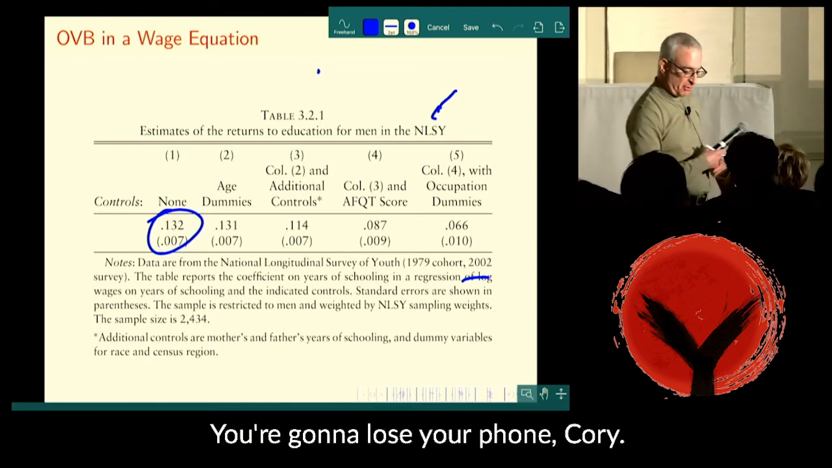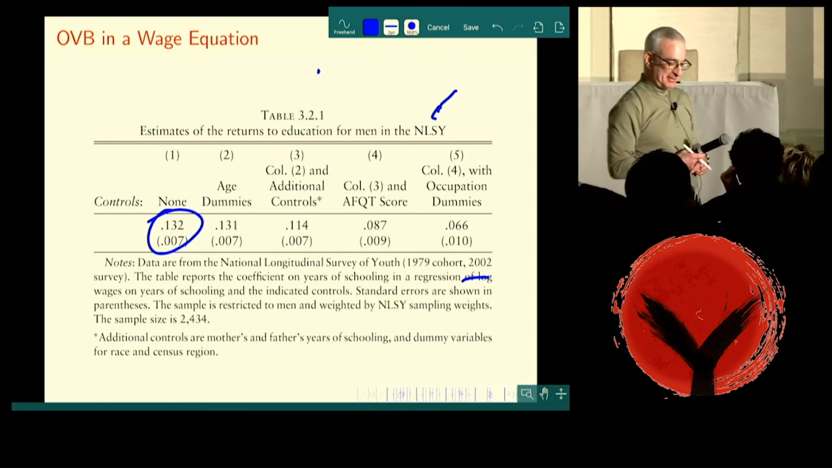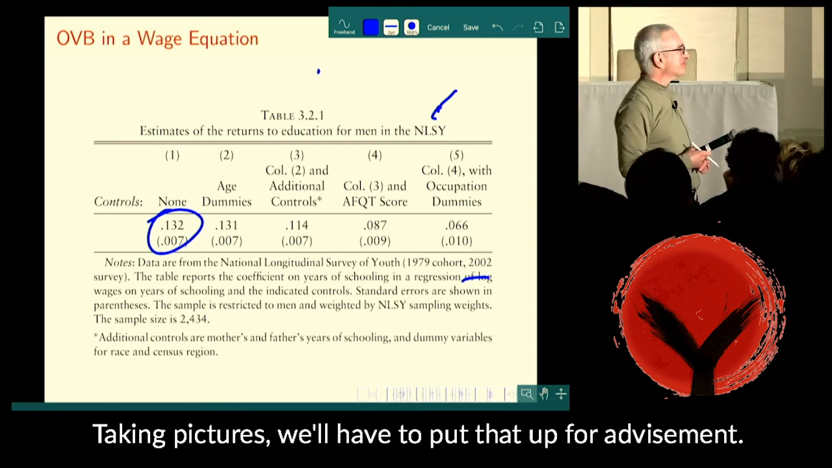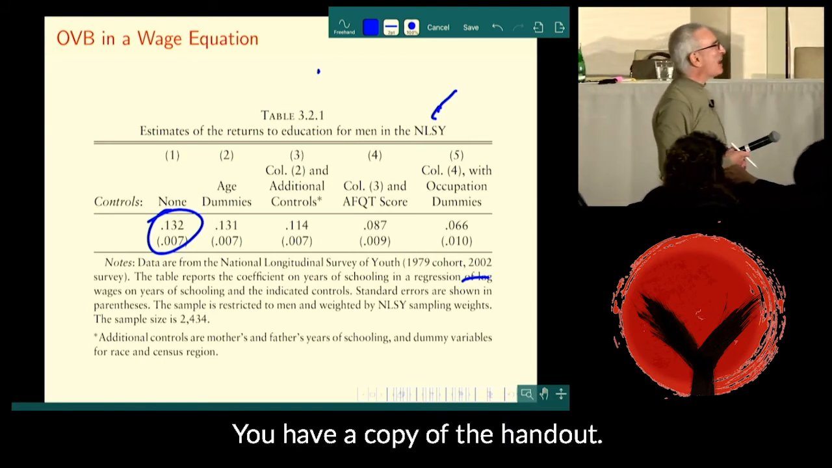You're going to lose your phone, Corey. Taking pictures. We'll have to put that up for advisement. You have a copy of the handout.